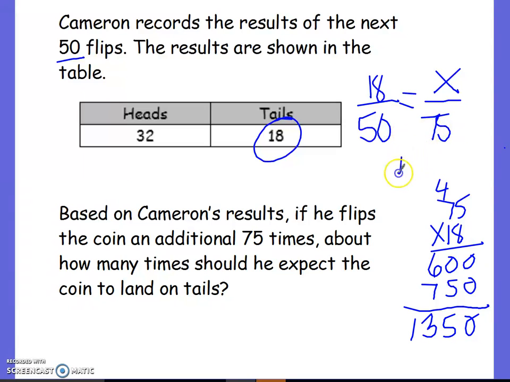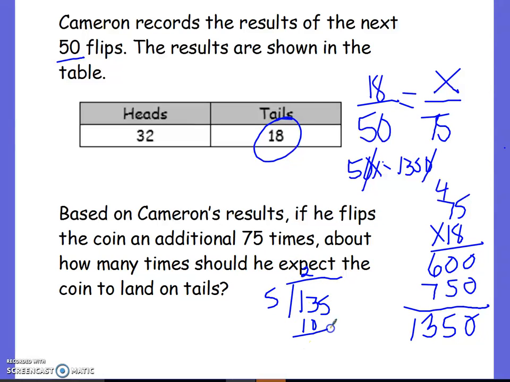We have 1,350 divided by 50. We can do a zero trick here and do 135 divided by 5. We can go in there 2 times, and we can go in there 7 times. So we're expecting it to be 27 times on tails out of an additional 75.